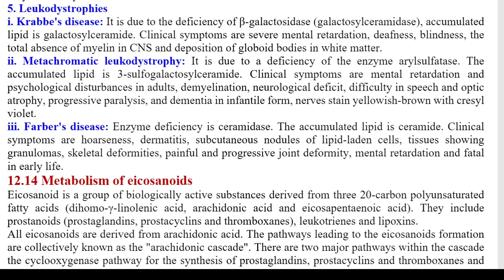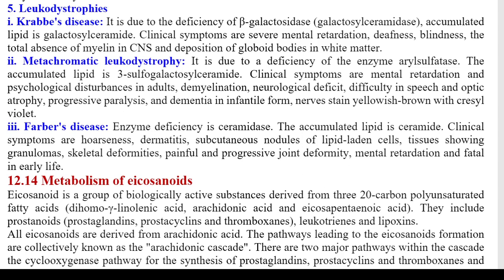12.14 Metabolism of eicosanoids. Eicosanoid is a group of biologically active substances derived from 20-carbon polyunsaturated fatty acids: dihomo-gamma-linolenic acid, arachidonic acid and eicosapentaenoic acid. They include prostanoids, prostaglandins, prostacyclins, and thromboxanes, leukotrienes and lipoxins. All eicosanoids are derived from arachidonic acid.